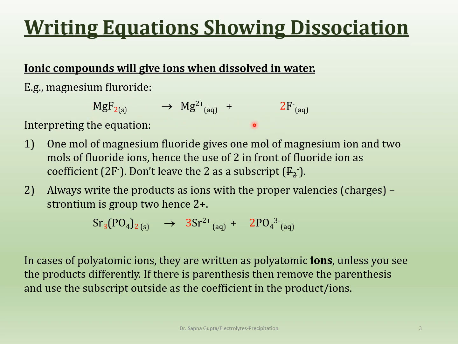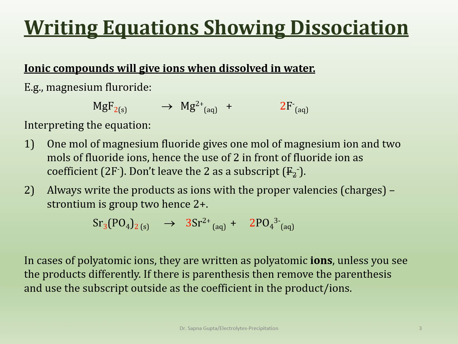Now the way I've written this equation over here is to show you the red here, which is a subscript. This 2 subscript becomes the coefficient over here on the right hand side. So it's not that it's MgF2 and there is F2 on the right hand side. It's not F2. So you're not just pulling this apart into two things. You're actually dissociating it into ions.